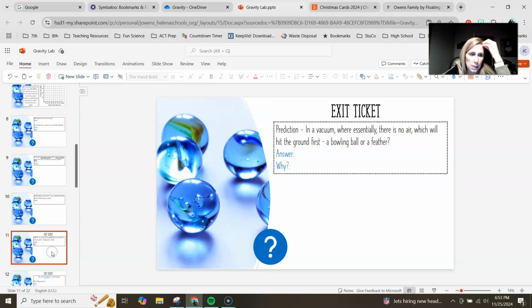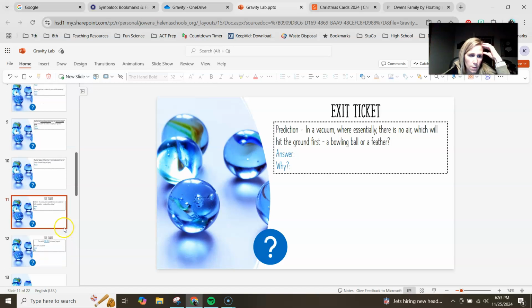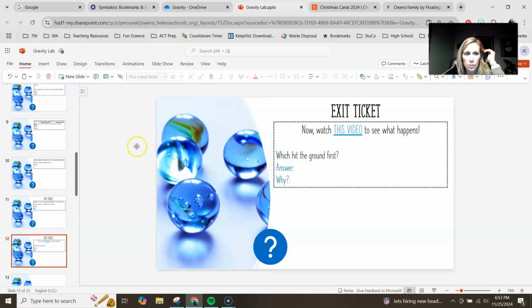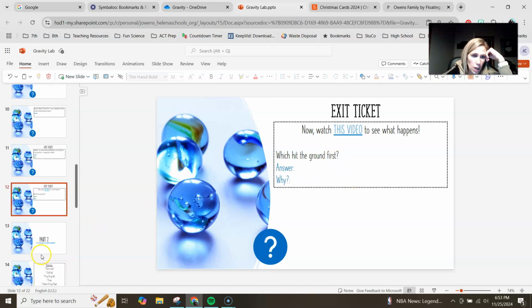Okay, and then finally your exit ticket for today. In a vacuum where essentially there is no air, which will hit the ground first, a bowling ball or a feather? Okay, and then once you have made that prediction on slide 11, you are going to watch this video right here on slide 12. Okay, so watch that video. It's pretty short. It shows this experiment in a vacuum and not in a vacuum, so in a normal atmosphere on Earth, and then which hit the ground first and why.